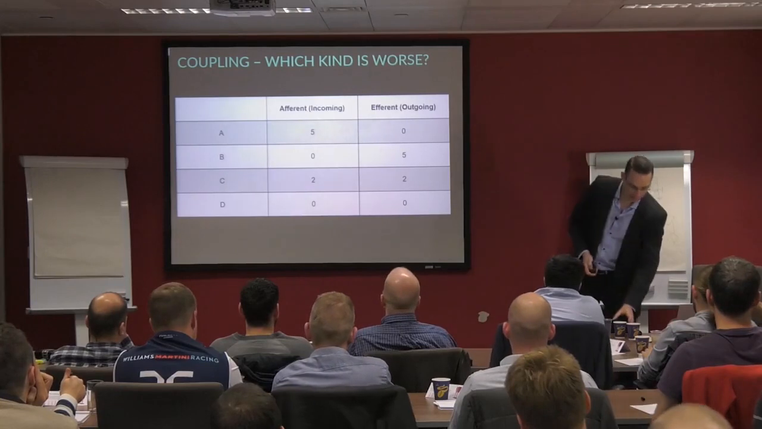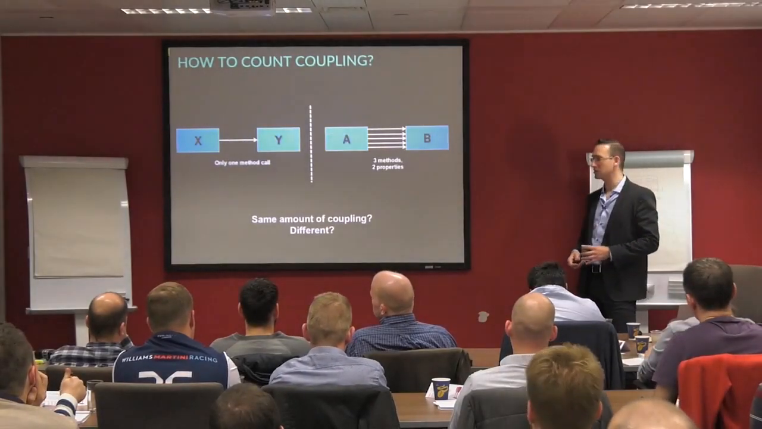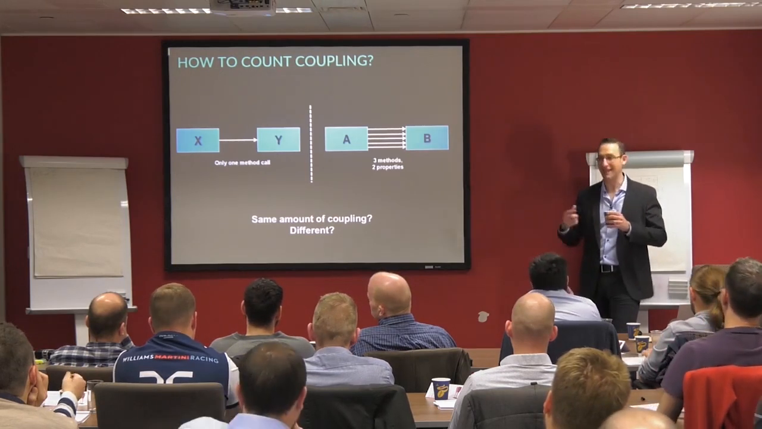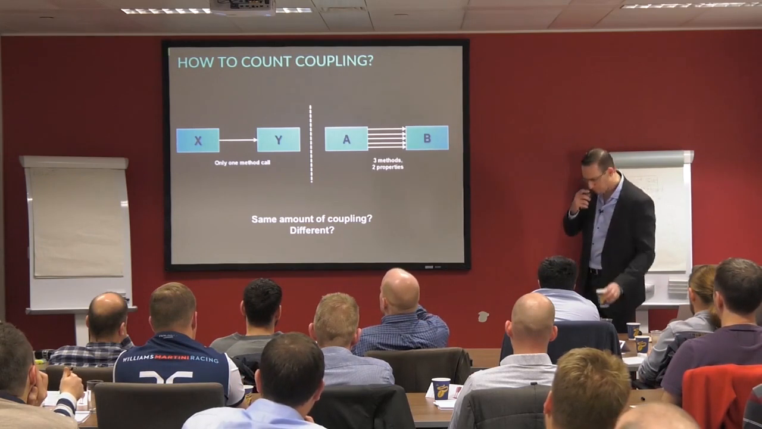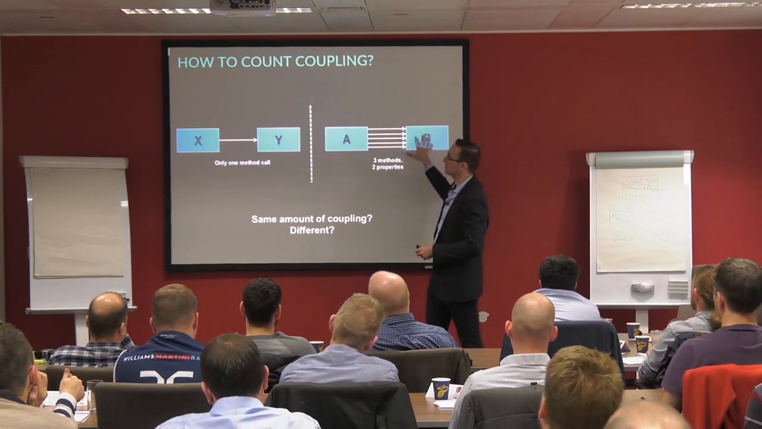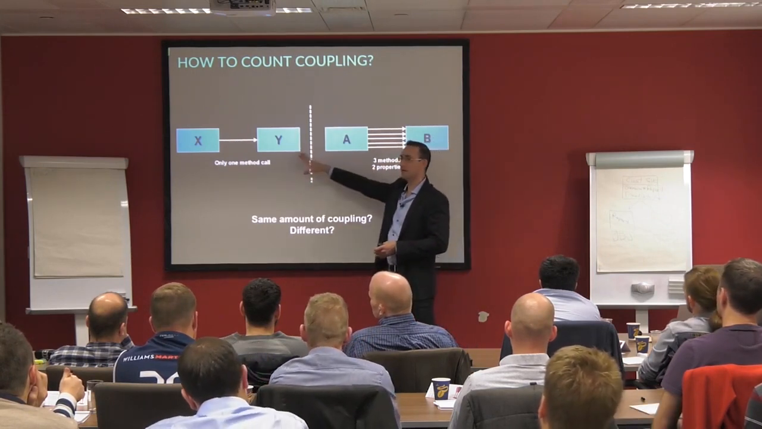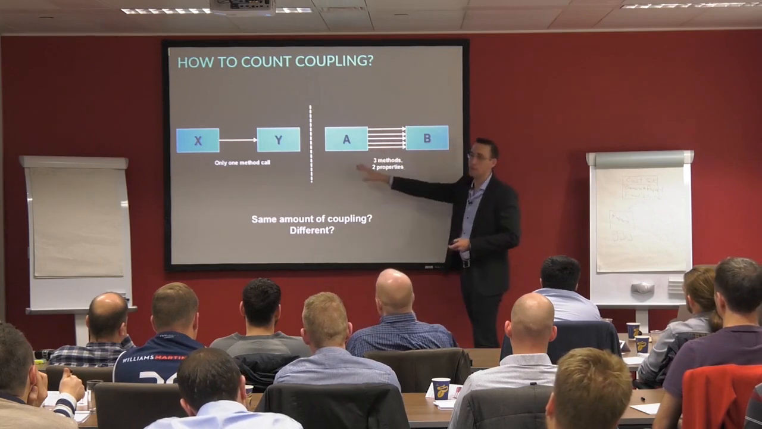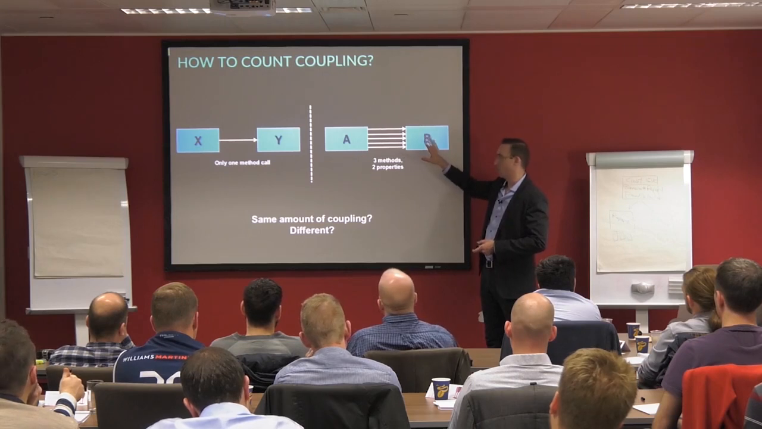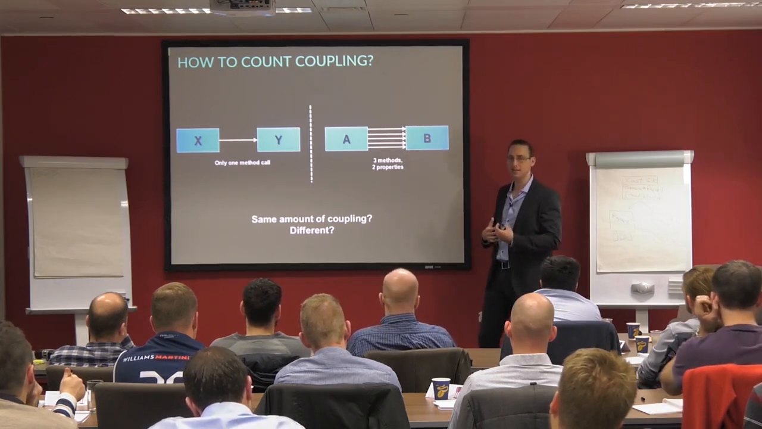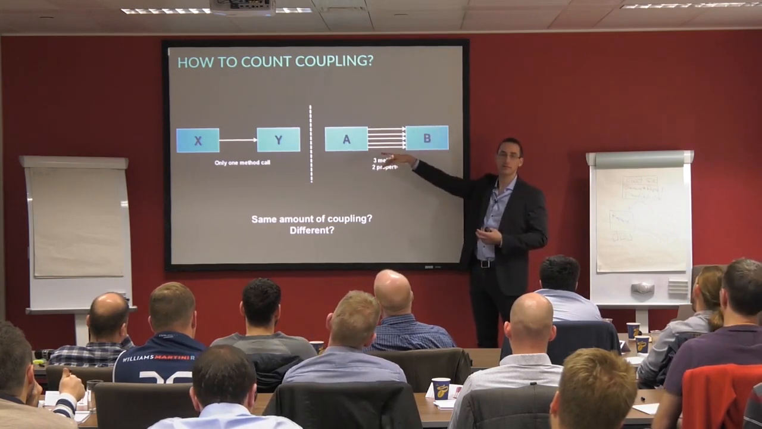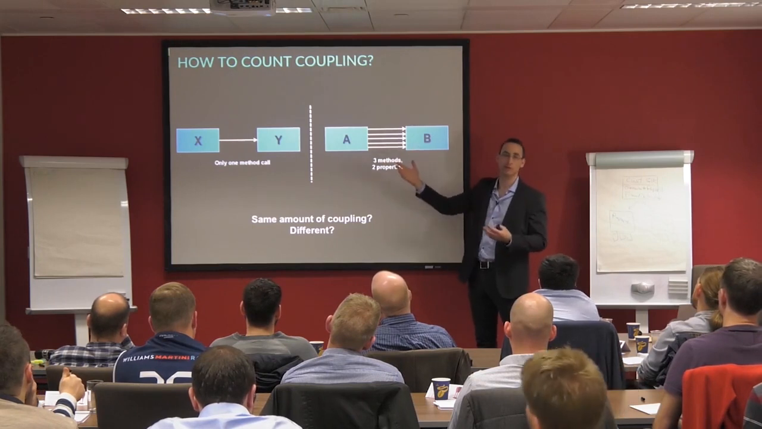Now, the thing that complicates this sometimes is, well, how do you count the coupling? It gives us an idea of how to quantify things to have a number. But when we have two pairs of classes, where let's say X is only using one method of Y, but A is using multiple methods and a couple of properties of B, we can sense in our gut that there should be more coupling represented here than there. The only question is how to represent that.